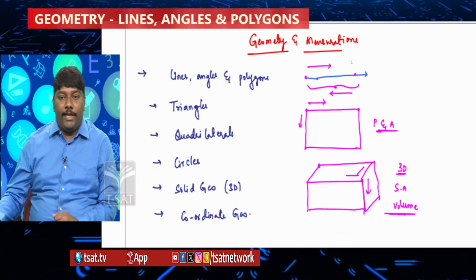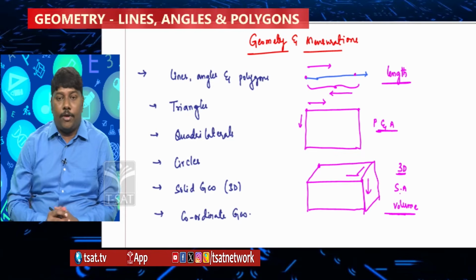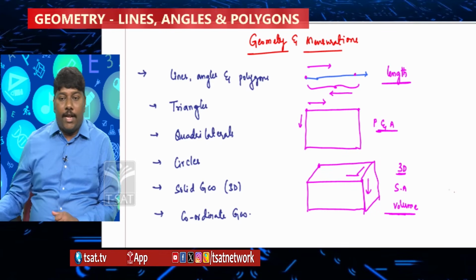So when I am saying only length, I am talking about unidimensional or single dimensional figures. When I am talking about perimeters and area, I am talking about two-dimensional figures. When I am talking about volumes and surface area, I am talking about three-dimensional figures. So first we will start with the unidimensional figures, that is lines, angles and polygons.